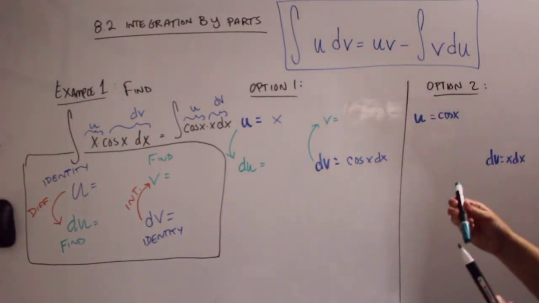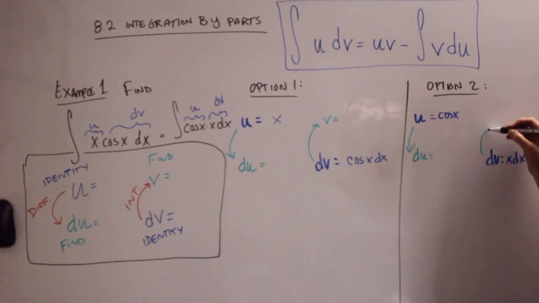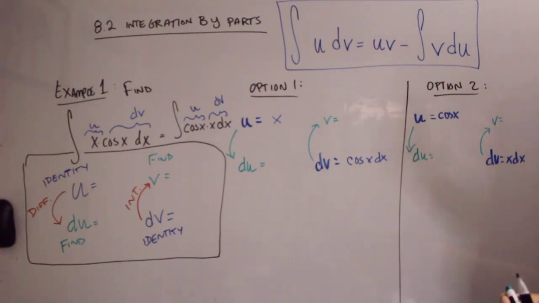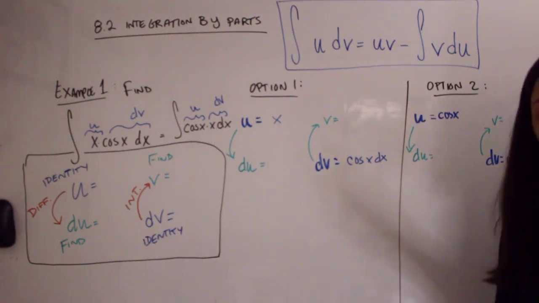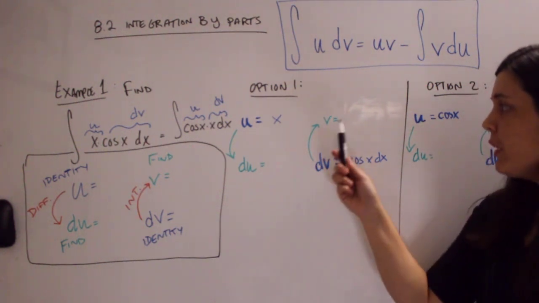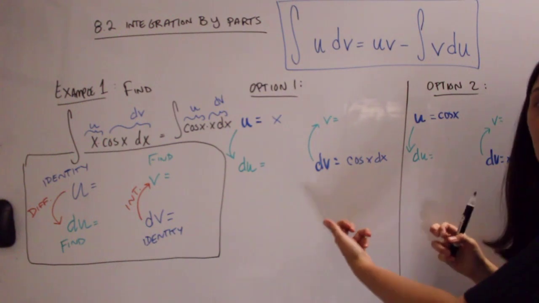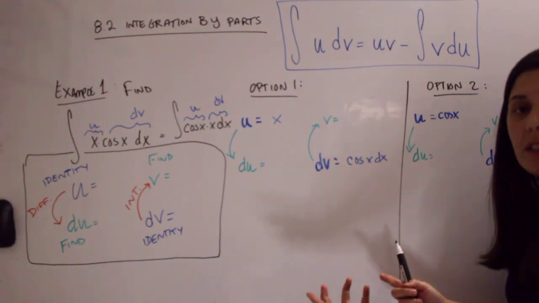and then I find the rest of what I need. I find du by differentiating, and I find v by integrating. So what I want you to try real quick: pause this, and then figure out du, figure out v for both option 1 and 2. And then I'll show you what it is in just a minute.